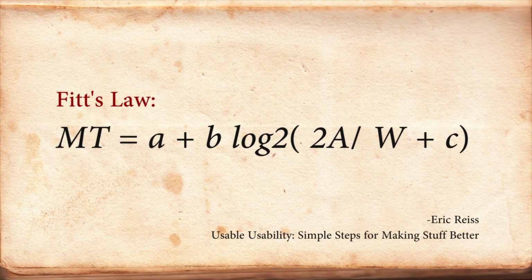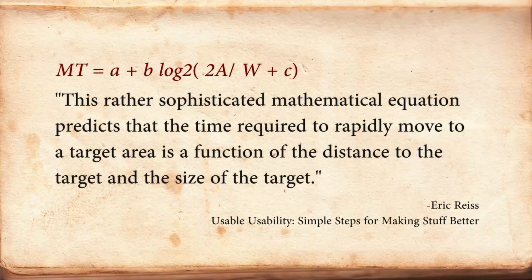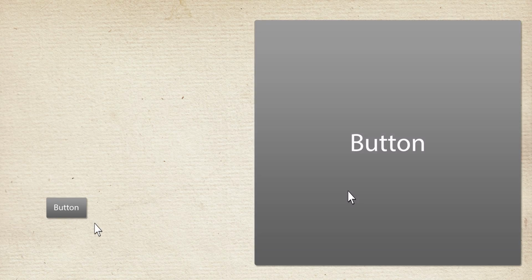Also, there's something called Fitts's Law. This rather sophisticated mathematical equation predicts that the time required to rapidly move to a target area is a function of the distance to the target and the size of the target. Basically, a button like this takes a lot longer to click than one like this. So again, going by the rule of hierarchy, some buttons and functions should be bigger than others, much bigger.